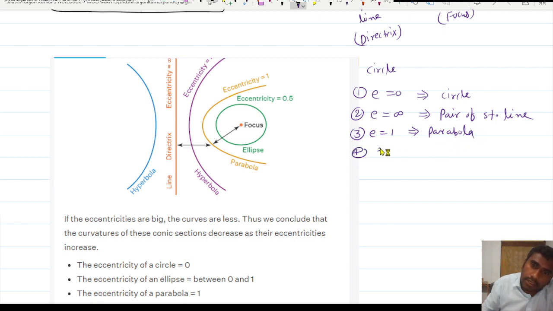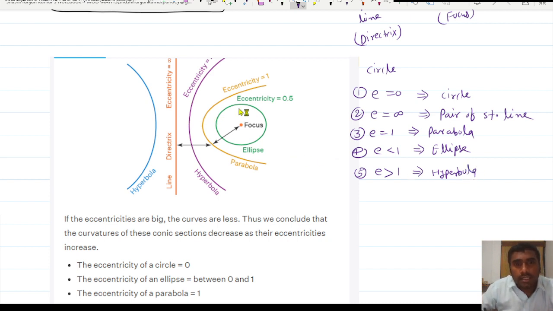Fourth, if eccentricity is less than 1, this will form an ellipse. And fifth, if eccentricity is greater than 1, this is the case of your hyperbola. So the ellipse has eccentricity less than 1. You can take eccentricity 0.5 or 0.7. But one more thing, eccentricity cannot be negative, right? It will always be positive because it is the ratio of lengths.